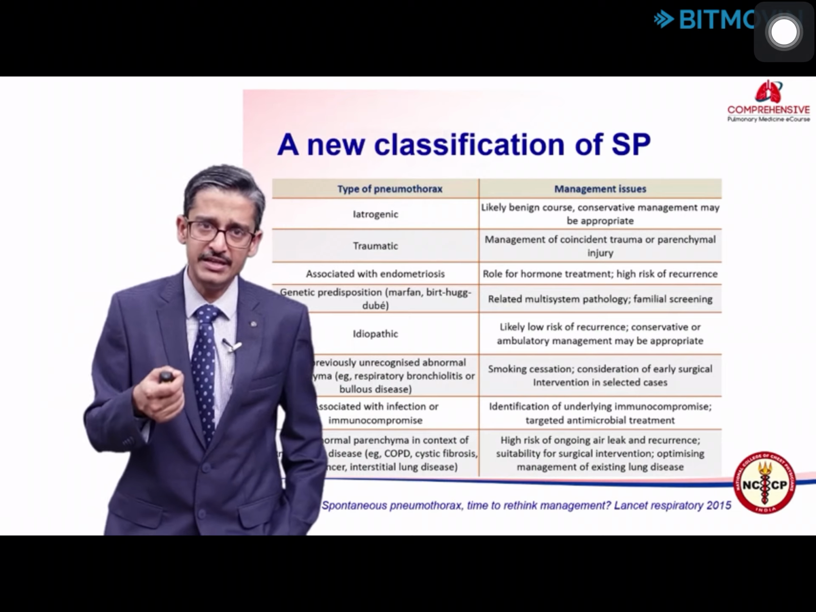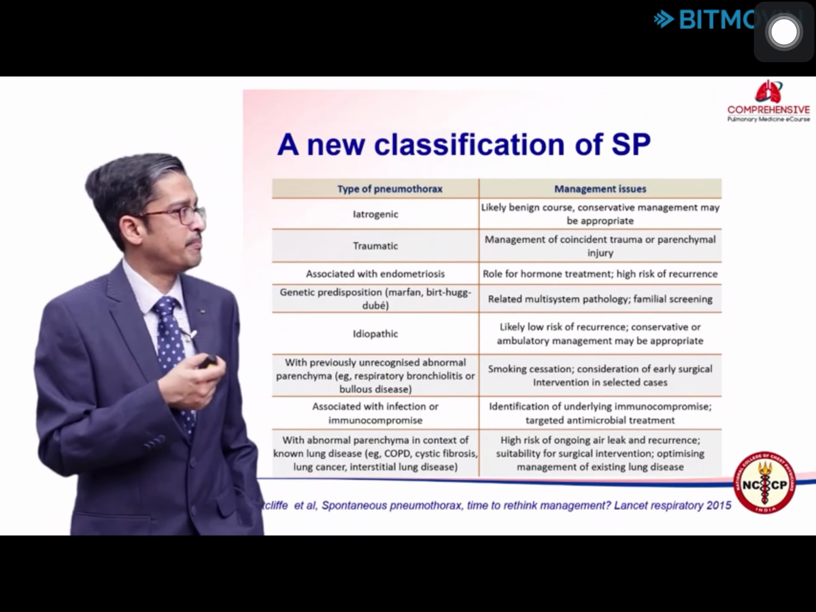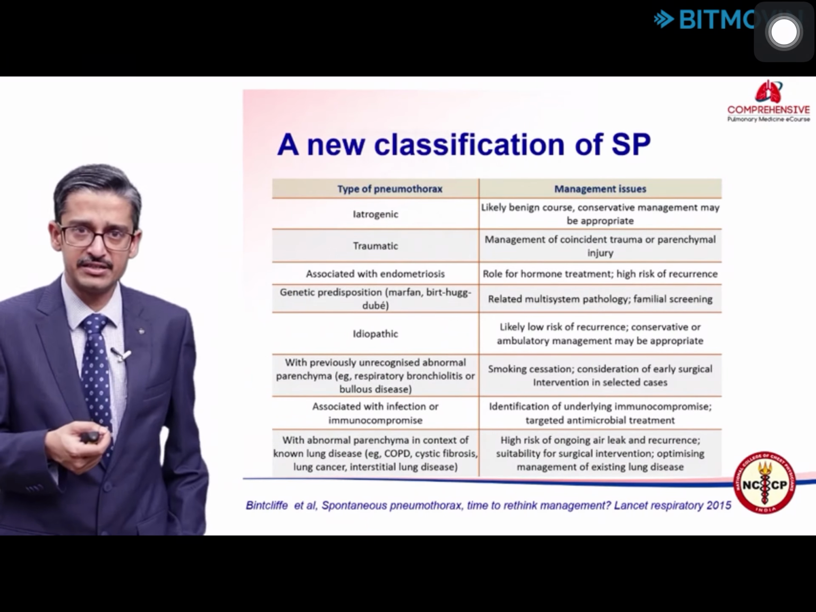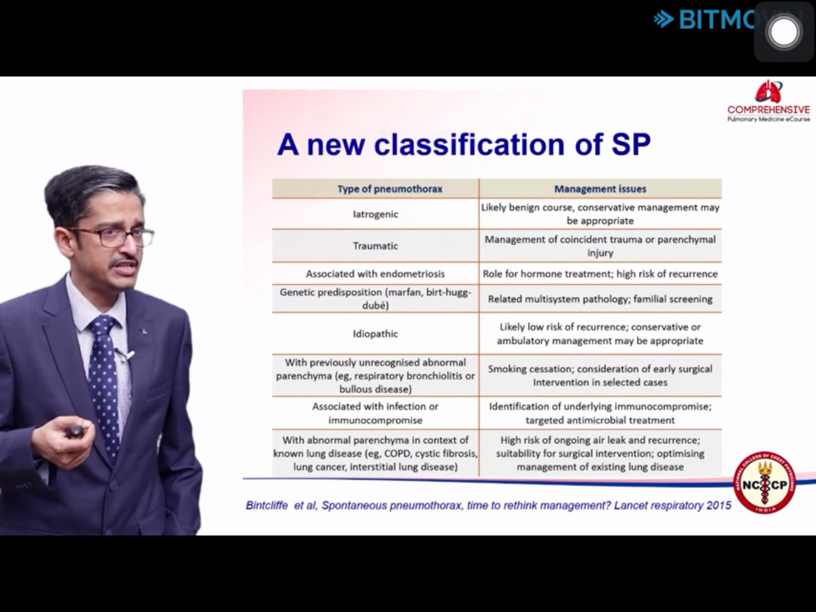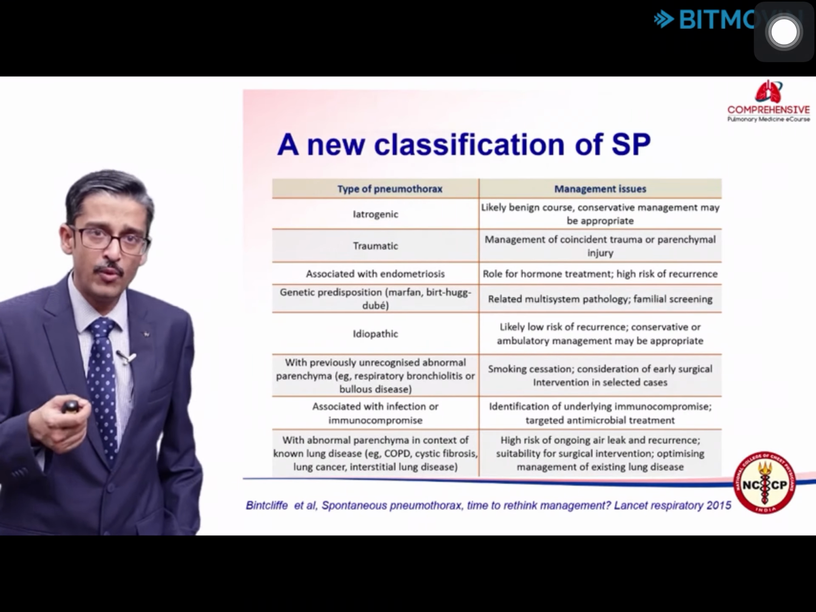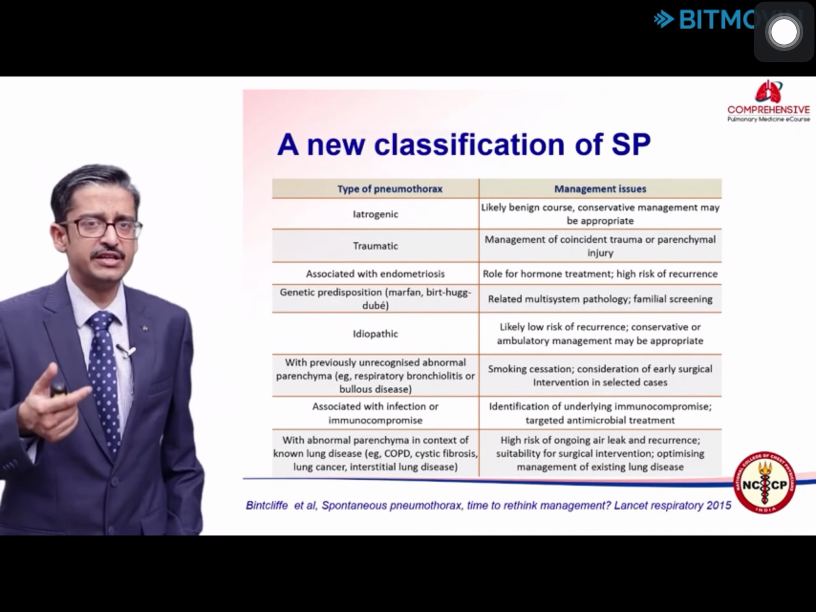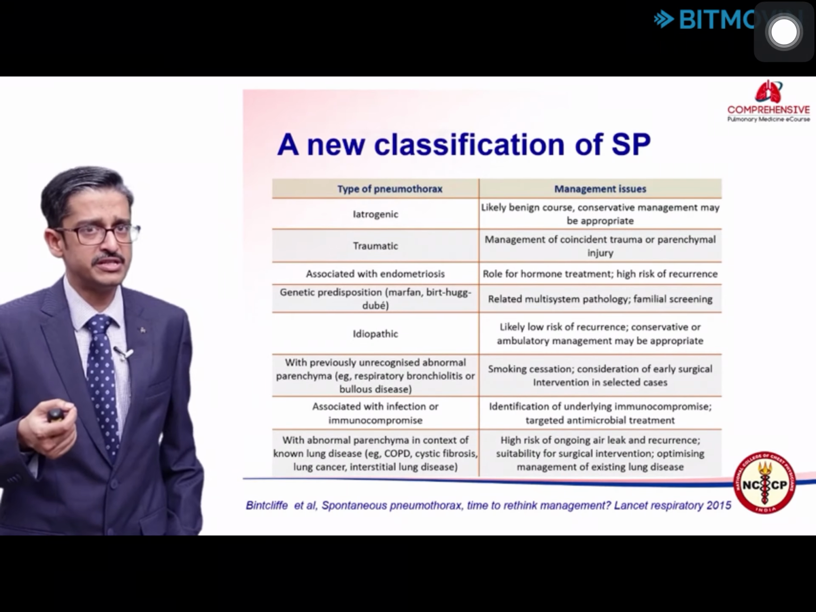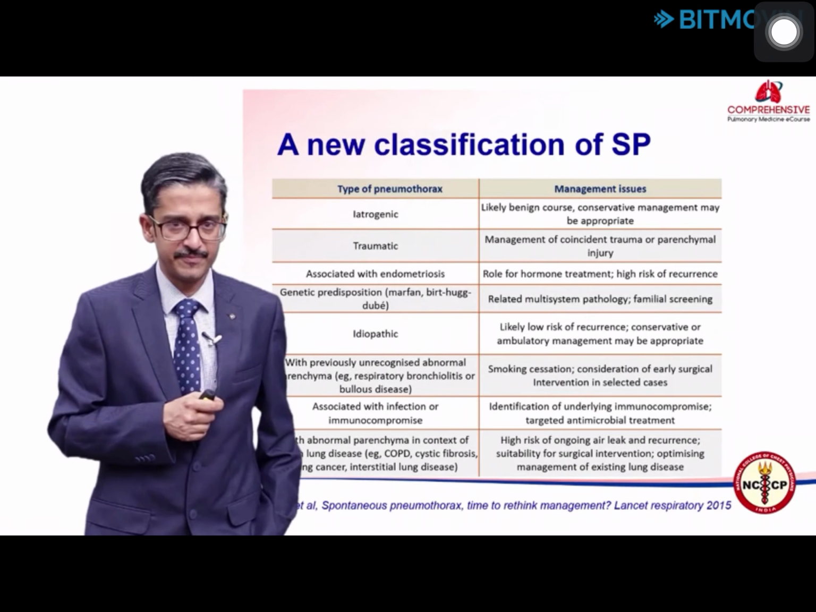Then you have the variety which is picked up on a CT scan incidentally. So patients with abnormal parenchyma, which is previously unrecognized. And if you remember, I spoke about respiratory bronchiolitis interstitial lung disease and bullous lung disease, where this might occur. Here, early surgical intervention to prevent recurrence is important, and I cannot highlight how important it is to stress upon smoking cessation in this group of patients.